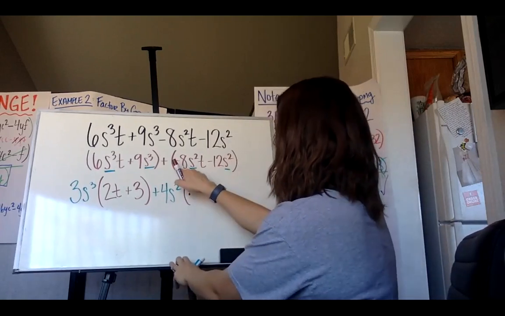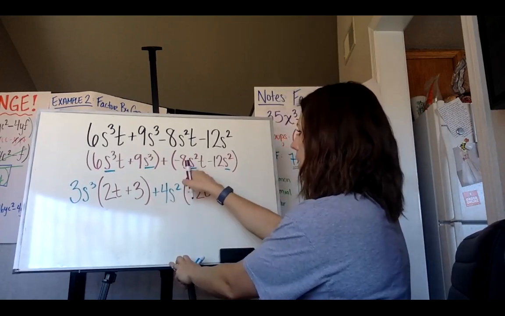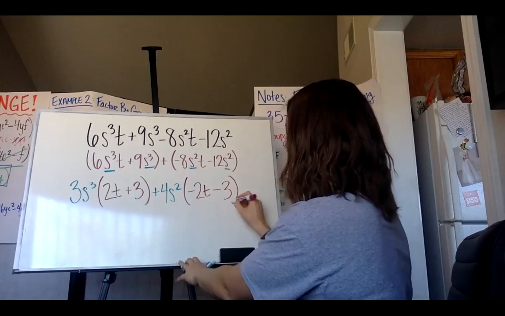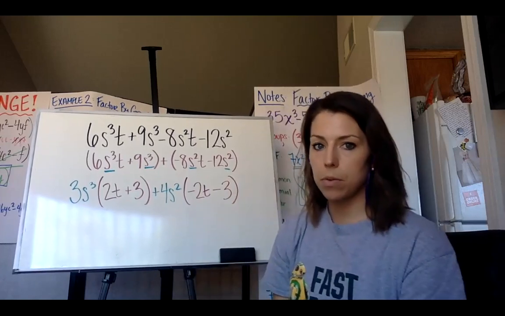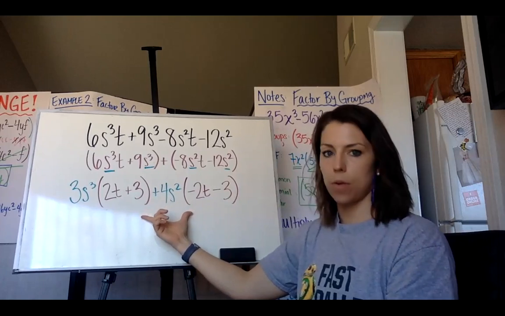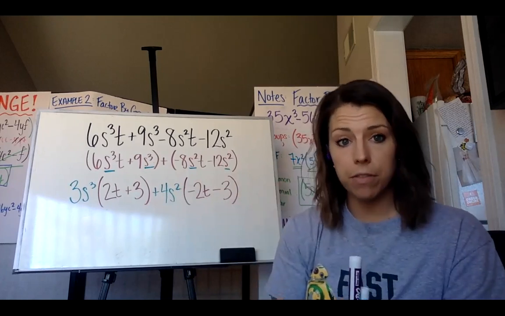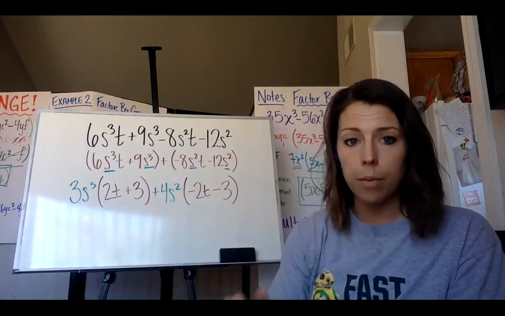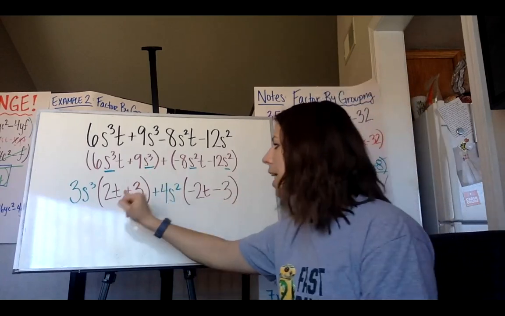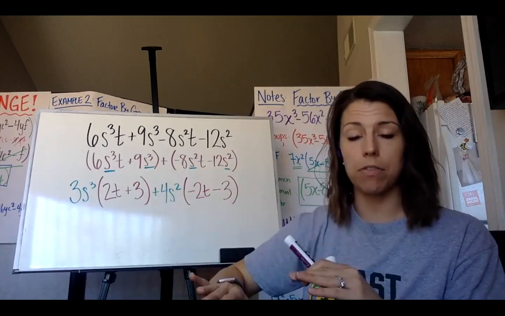4s squared times negative 2t is how I got this one, because I took out the s squared, minus 3. Here is the problem, and some of you will already be able to see it. Are these the same? No, they're similar, but they're not the same. You can only factor out a common binomial factor, common meaning same. Because these are not the same, I'm technically stuck. I can't go any further.